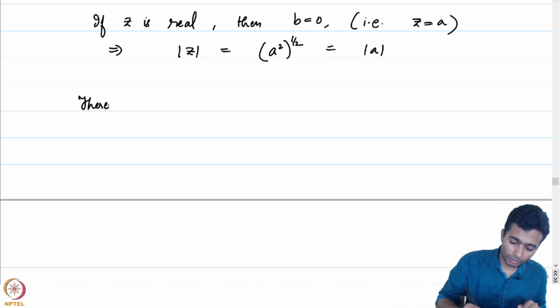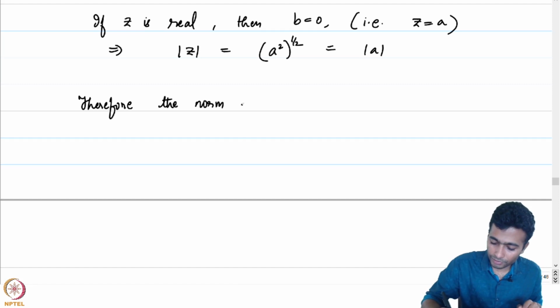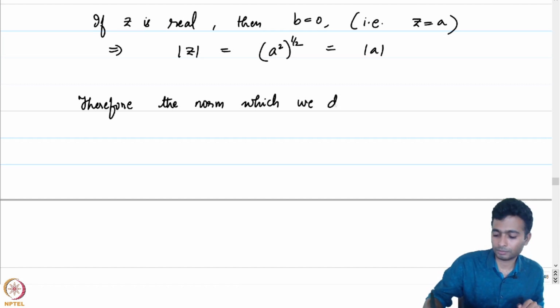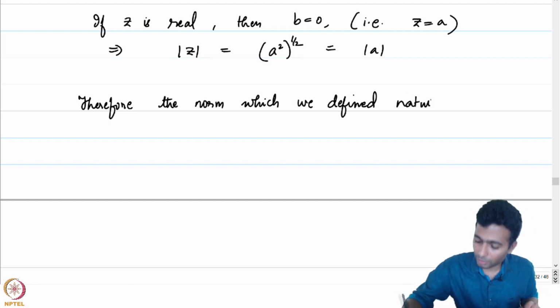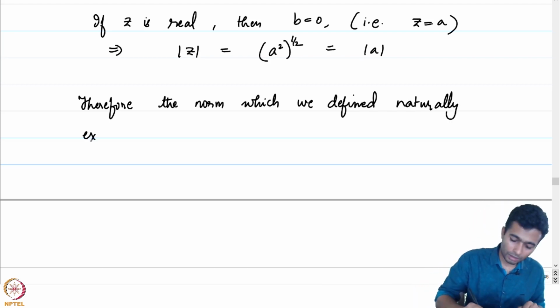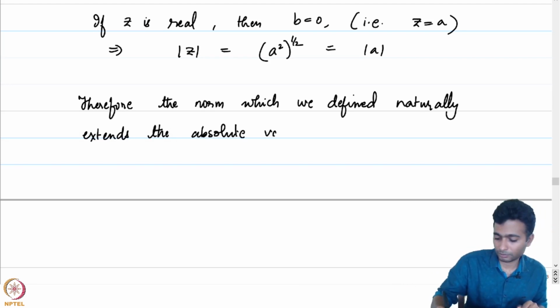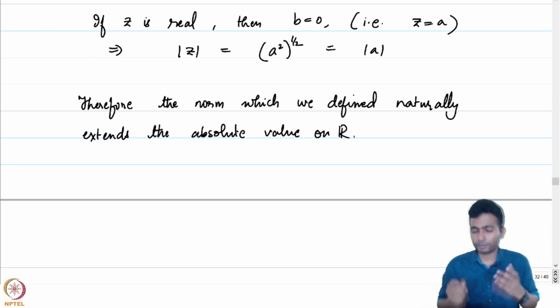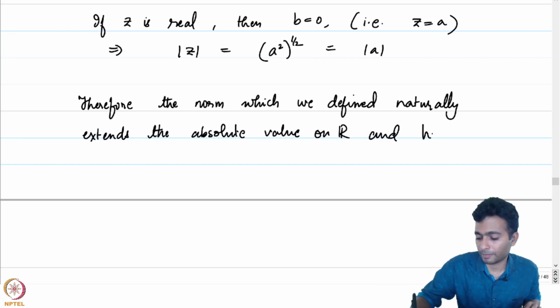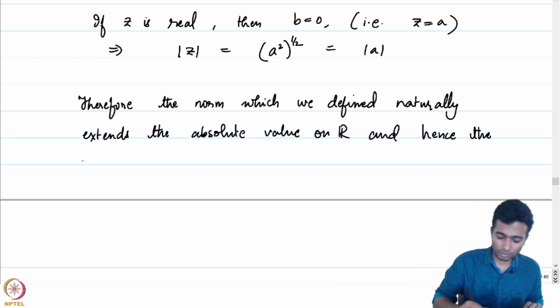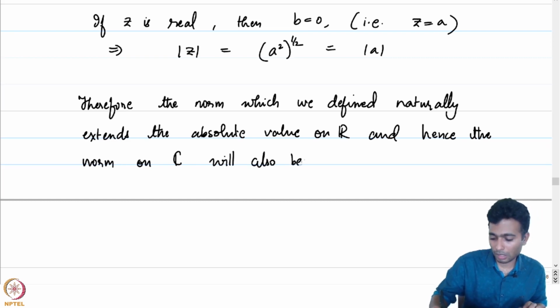Therefore, the norm which we just defined naturally extends the absolute value which we are familiar with on the field of real numbers, extends the absolute value on R, and therefore the norm on C will also be called the absolute value.